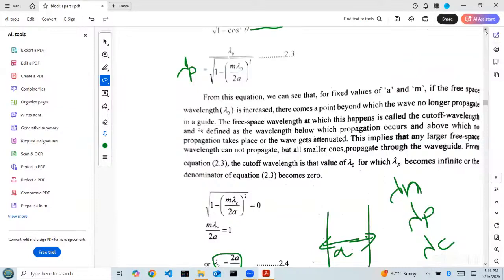Now, making lambda separate, and m by 2a is written as a single term. What is m by 2a from 2.4? 1 by lambda c. Lambda c equal to 2a by m, so 1 by lambda c is m by 2a. That is substituted, so we are getting the equation only in terms of lambdas. So the cutoff wavelength is calculated. So from the next equation, what are we getting from this?